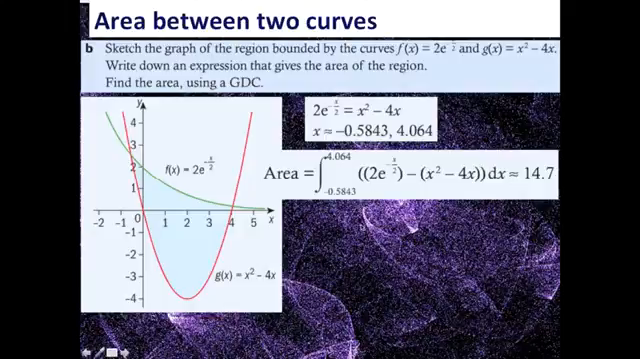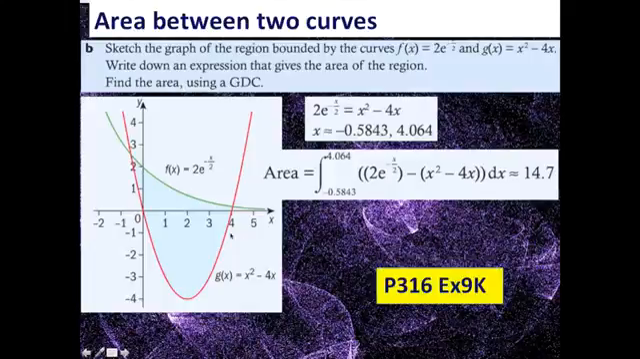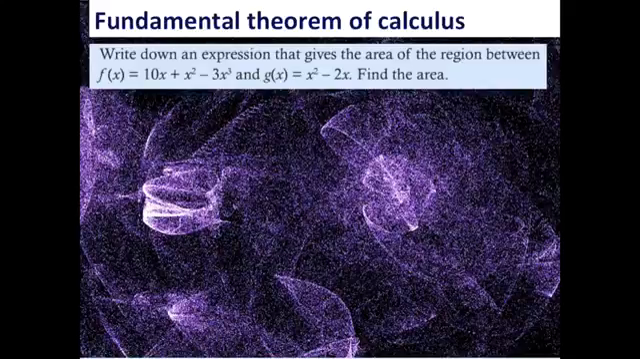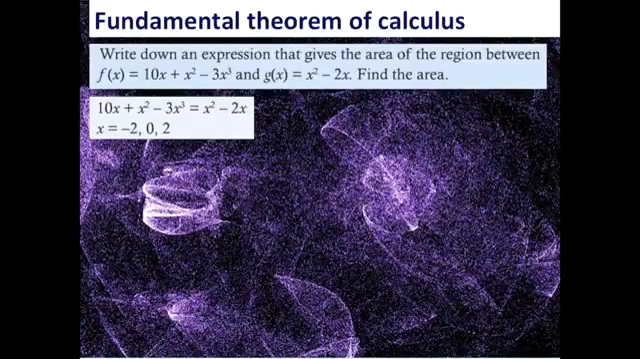So we've looked at situations so far where our first function is greater than our second function throughout. What happens, however, when we have something like this? Write down an expression that gives the area of the region between f of x equals 10x plus x squared minus 3x cubed and g of x, which equals x squared minus 2x. I'll just give you a moment or so to play around with this and then follow the solution.